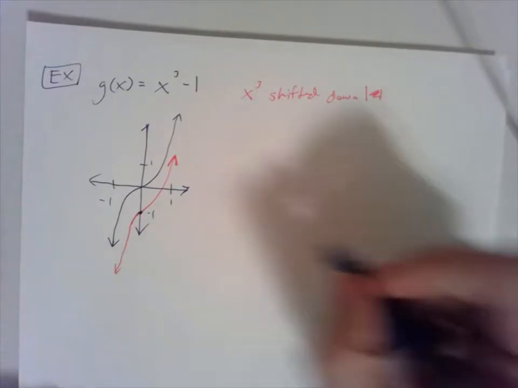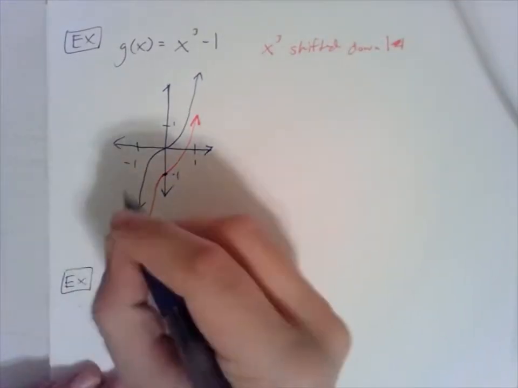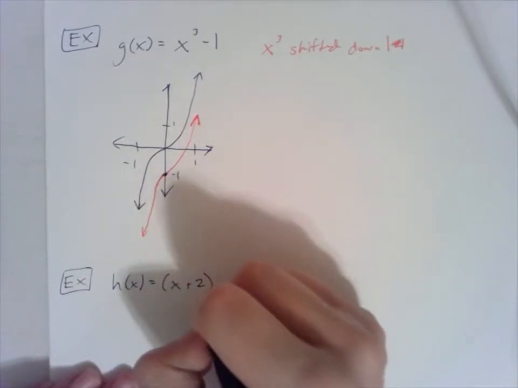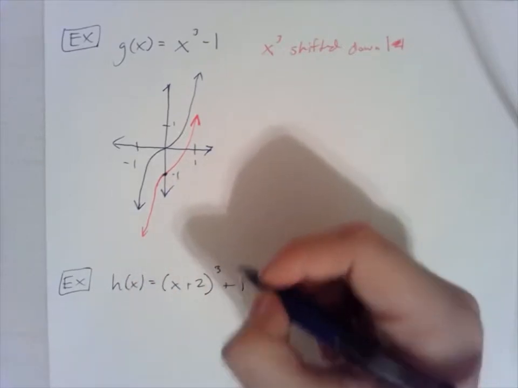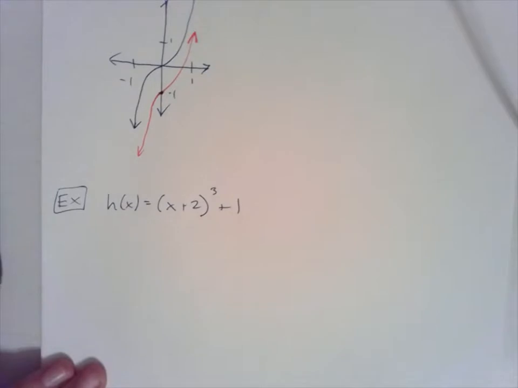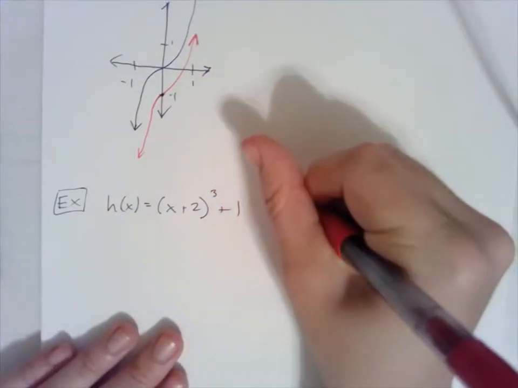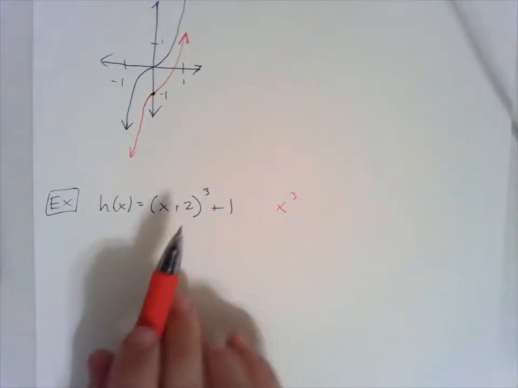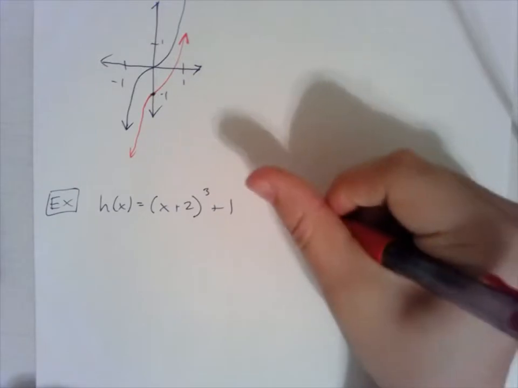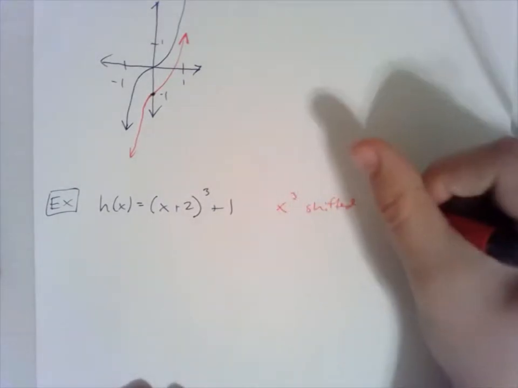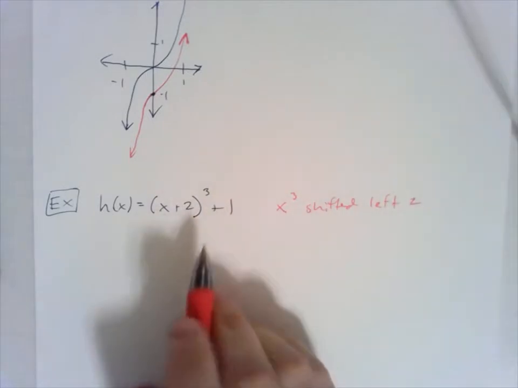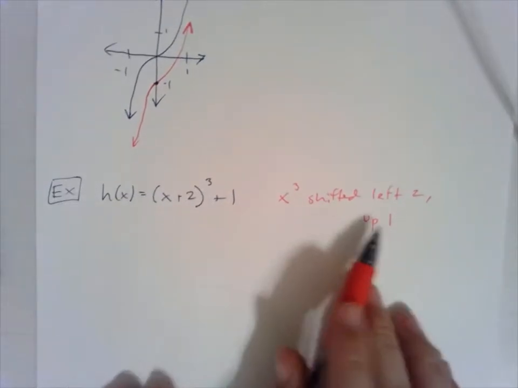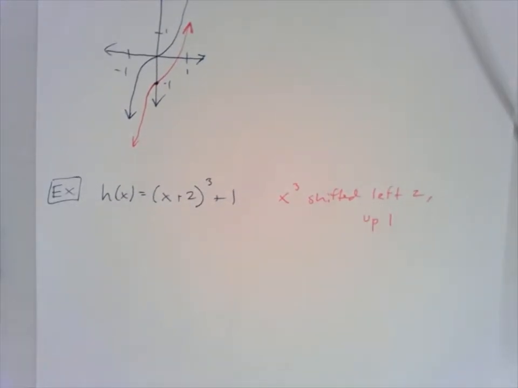Similarly, let's talk about the function h of x equals (x plus 2) cubed plus 1. We understand that the parent function here is x cubed, and we can see that we have a plus 2 inside the parentheses. If we look back at what we just wrote, we know that means it shifted to the left 2. We also have this plus 1 at the end, so it's going to go up 1. It's going to shift left 2 and go up 1. And let's look at our calculator to find that out.